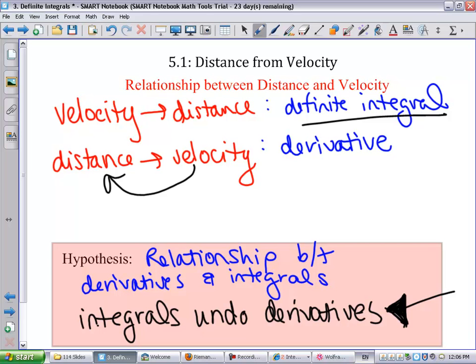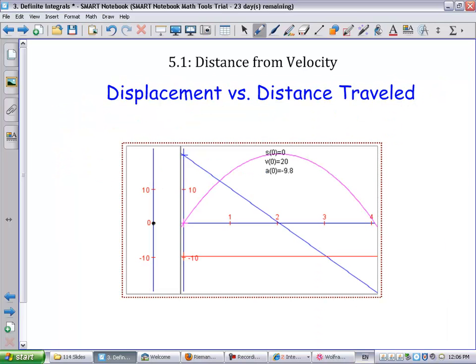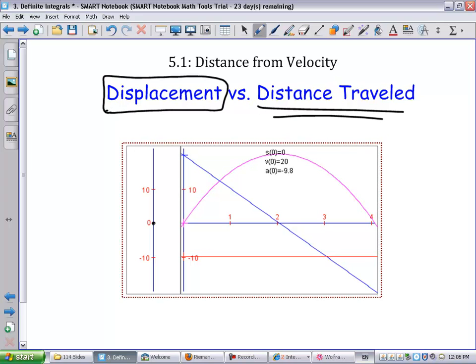Before we talk about that, I want to give you one caution about this distance and velocity stuff. So I was asking you about distance traveled, how far that car went, right? In general, the definite integral only gives you displacement. It doesn't actually give you distance traveled. Let me show you what I mean by that. So let's look at this figure here.